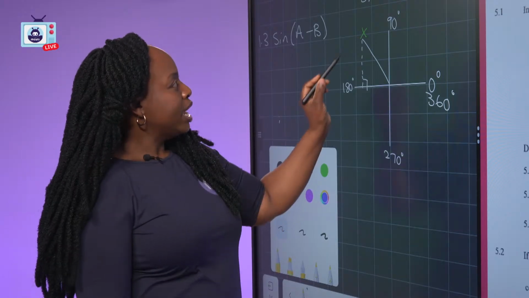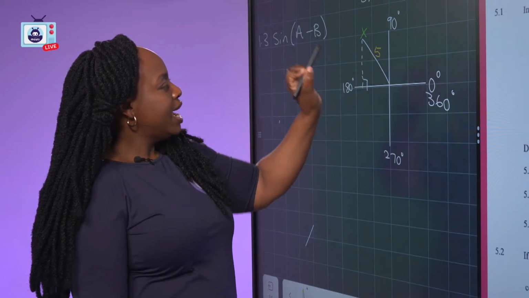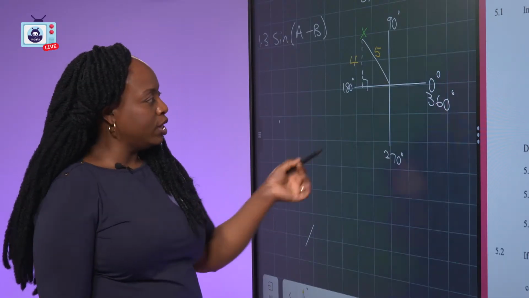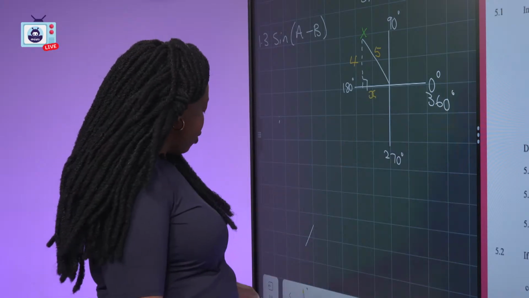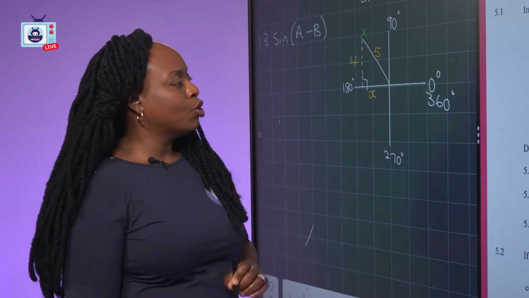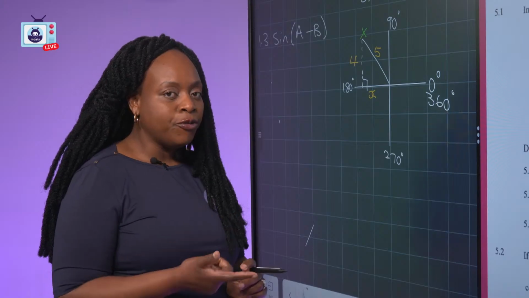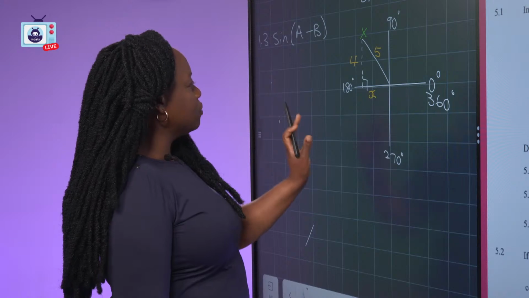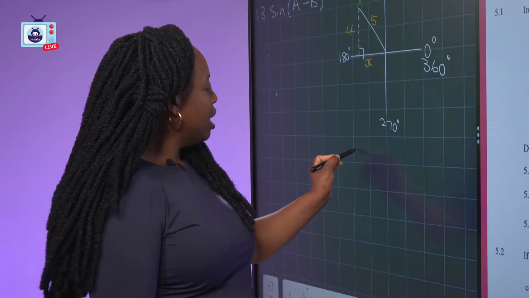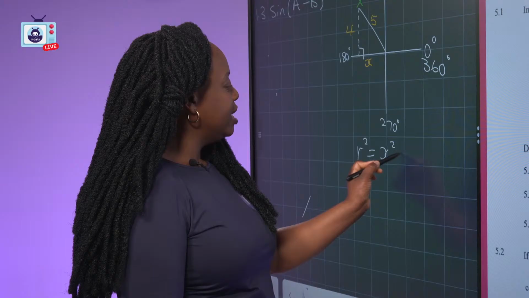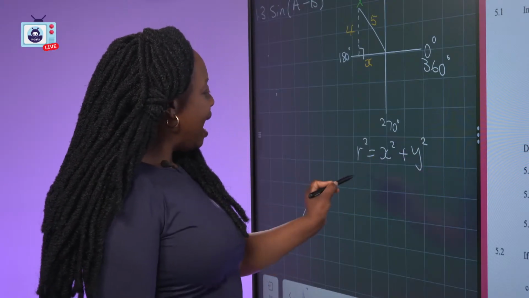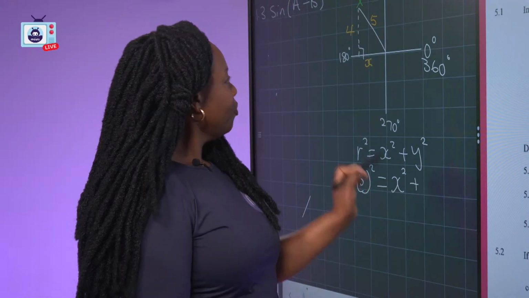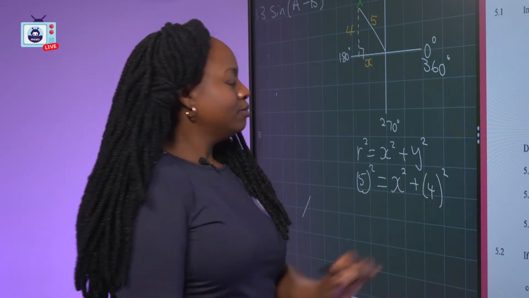So let's label. We are given our r, we said is 5, and then our y, we said is 4. So we're looking for x. We don't have x, right? So let's look for x. How do we look for x? Always we go for Pythagoras theorem if we have two sides and one missing side and we have a right angled triangle. So let's use Pythagoras theorem to get that. So we're going to have r squared equals x squared plus y squared, where r is 5 and x we don't know and y is 4, right?